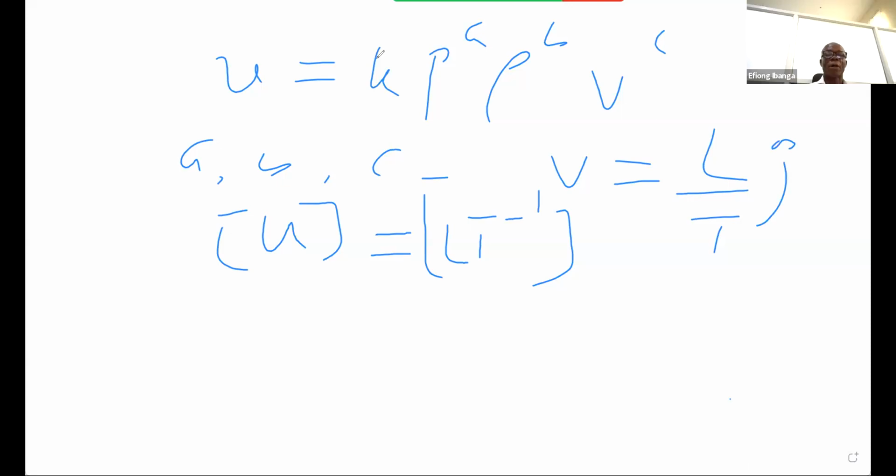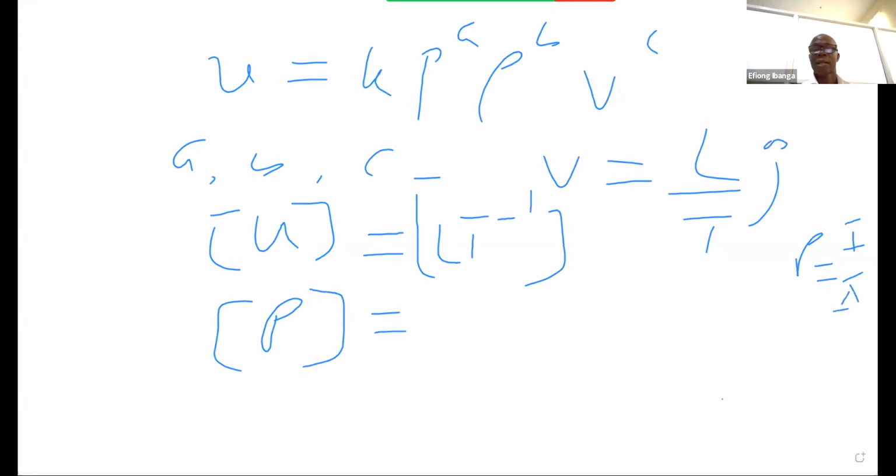Then how about pressure? The dimensions of pressure will be what? How do you define pressure? Pressure is force over the area. Is that correct? Yes, sir. So force itself is what? Mass times acceleration, isn't it? Correct, sir. Then what would be the dimensions of acceleration?